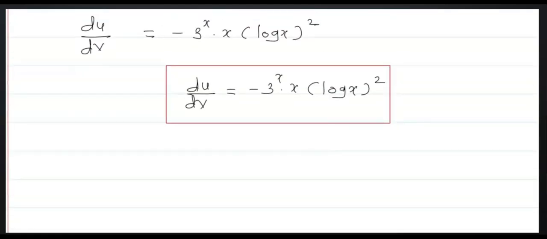Now the next example. That is example number 6. Differentiate tan inverse of (cos x upon 1 plus sin x).